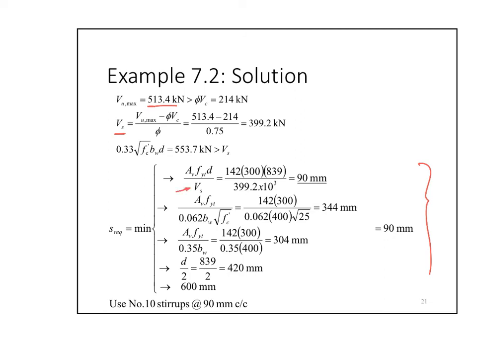The steel strength will be 399. So I just subtracted my concrete strength from the applied load divided by 0.75. That gives me about 400, 399.2. I have to compare this to the 0.33 square root of f'c bw d. Since this was greater than the Vc, the first column applies, and you're simply having d over 2 or 600 in the last 2 columns, and then I'm comparing the criteria from the strength to the criteria from the detailing, and picked up the least one, which is the 90.